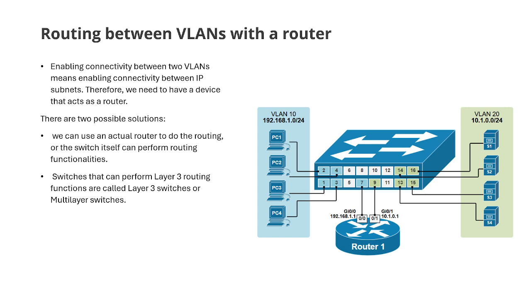There are two possible solutions that we can use. The first is to use an actual router to do the routing. The second is that a switch itself can perform the routing functionality. These are advanced switches that have L3 capability, called L3 switches. They do L2 and also L3 functions. Switches that can perform layer 3 routing are called layer 3 switches or multilayer switches. By default a switch is layer 2; when it can also do layer 3, it is called a multilayer switch.